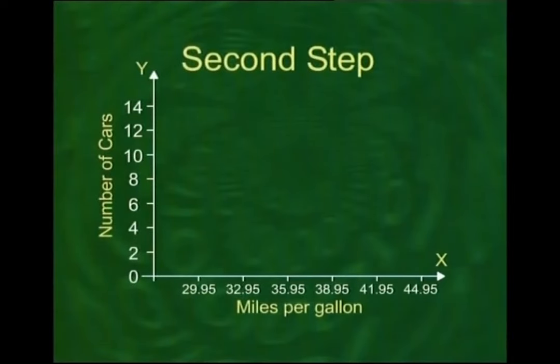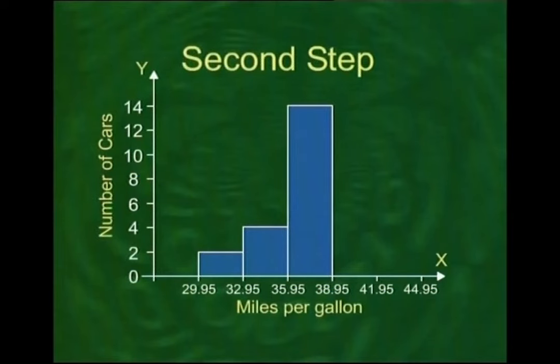As you now see on the screen, for the second class, 32.95 to 35.95, you will recall that the number of cars falling in that class was 4, and so we draw a rectangle of height equal to 4 units adjacent to the first rectangle. The class from 35.95 to 38.95 contained 14 observations, and so the height of the third rectangle is much taller than the first two, and we have this very interesting diagram coming up. Proceeding in the same manner, we obtain the histogram that you now see on the screen.